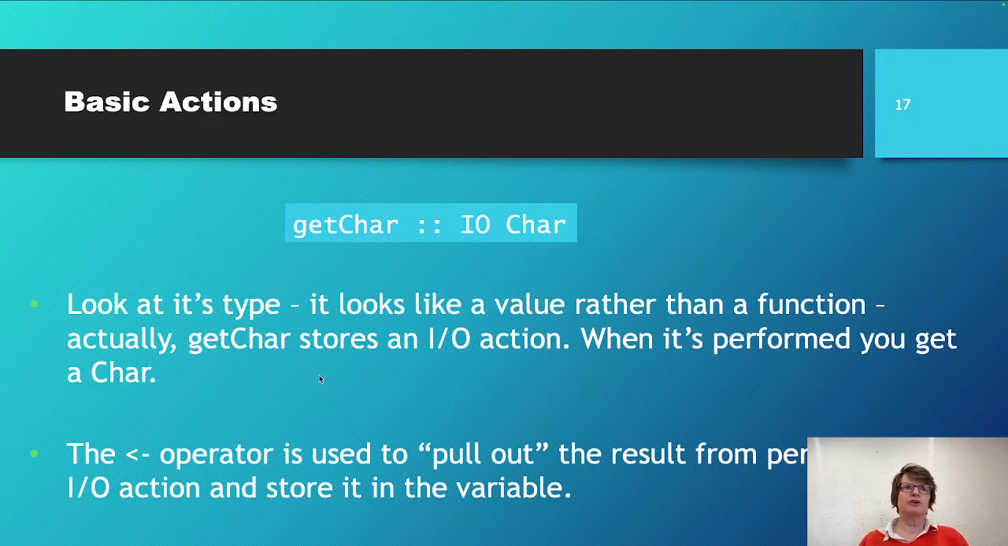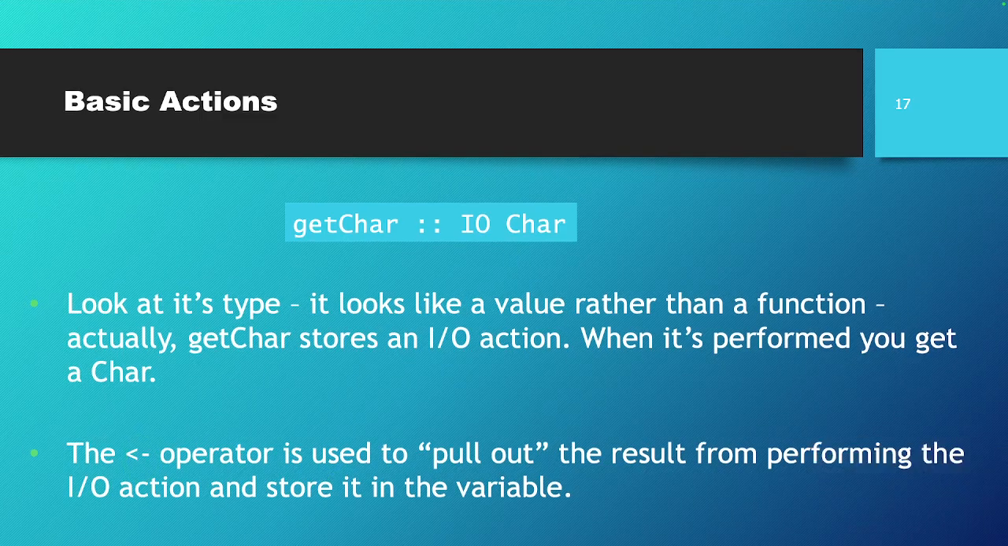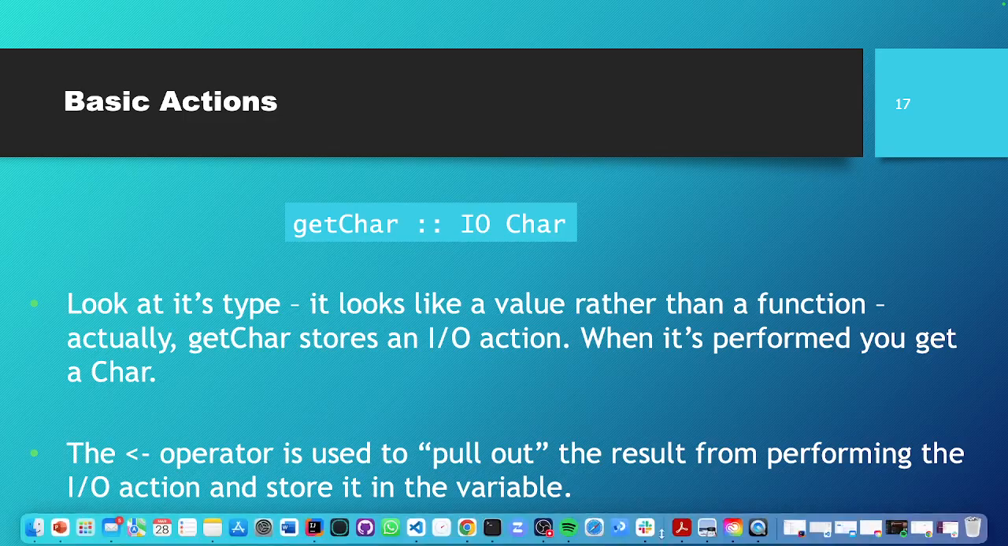So we have a special operator. It's like the left arrow, and it pulls out the result from performing the IO action. It's quite a nice looking operator in the sense that it takes something in and does a few other things as well, but it's only for use with IO.